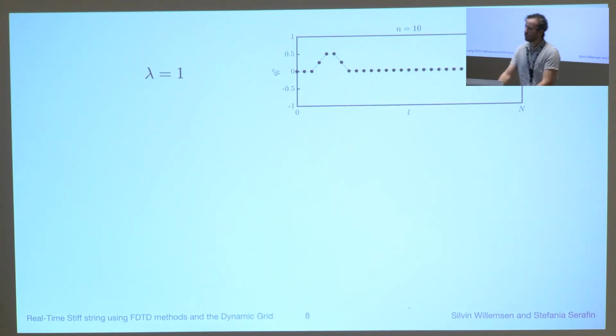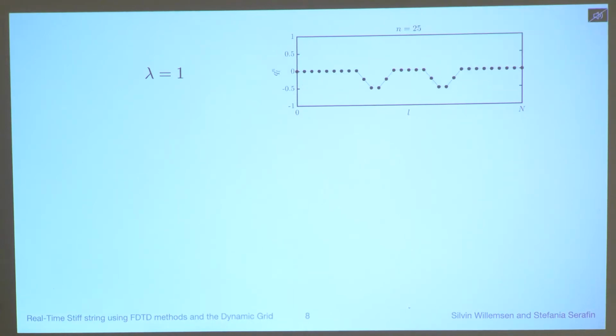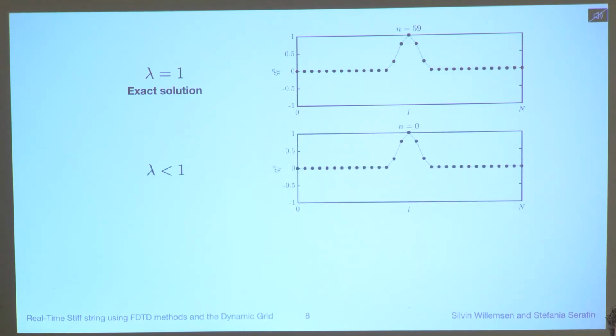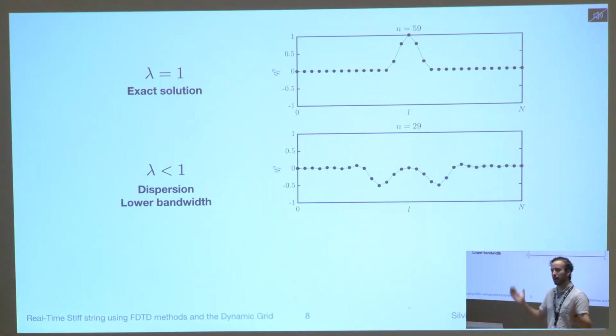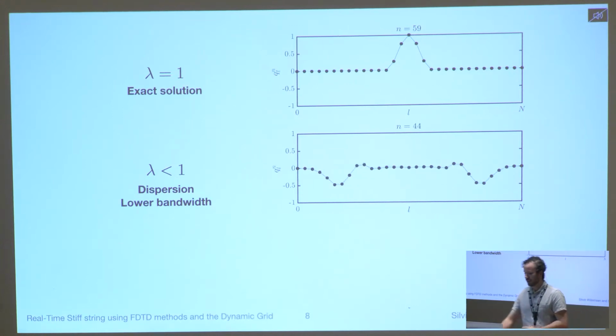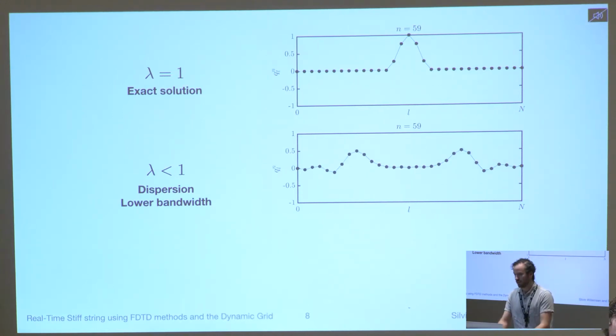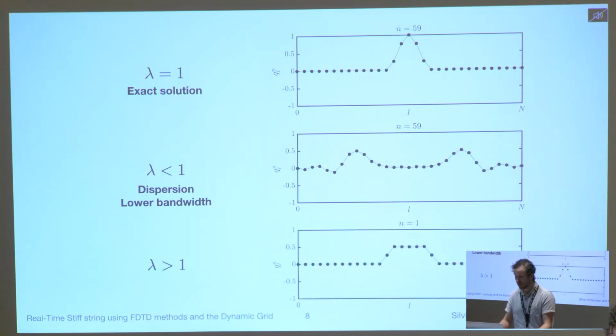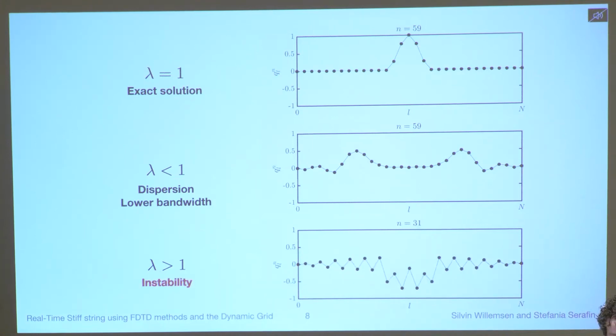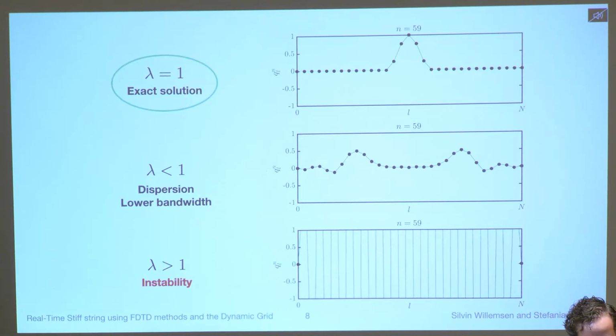So looking at different values of this Courant number, we can see that if it's equal to 1, so it satisfies the condition with equality, we get, in the 1D wave case, an exact solution. So this is very nice. If it's smaller than 1, we get effects such as dispersion, resulting in a lower bandwidth of the simulation. And this is something that we do not want. So reduction in quality, essentially. And if it's larger than 1, so it doesn't abide the stability condition, we get instability. And this is something that we definitely do not want because our system explodes. So ideally, we would like an exact solution, so lambda equals 1.